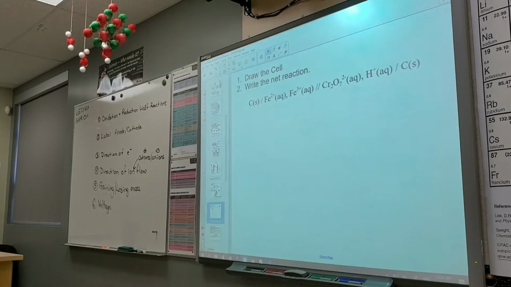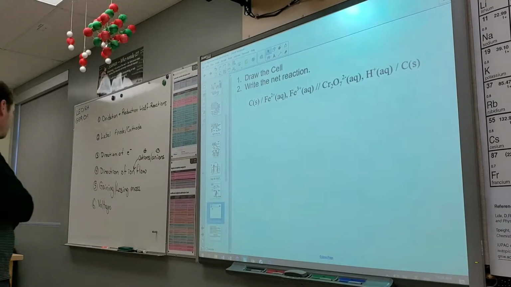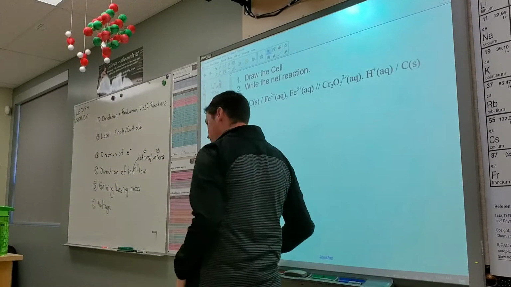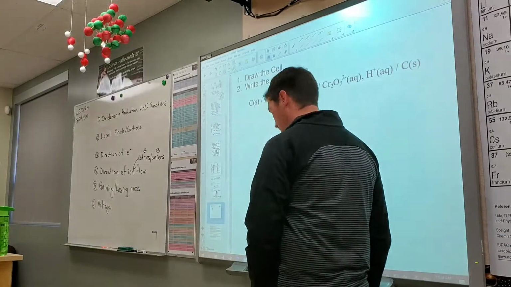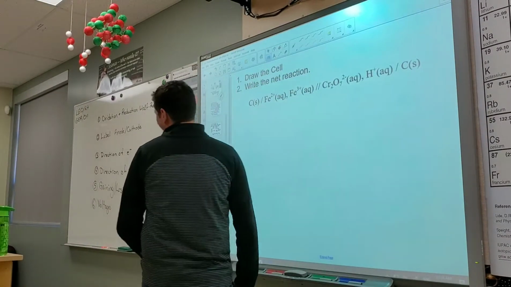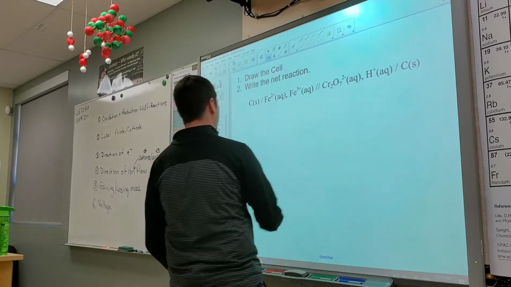Alright, answered every question but two. But neither electrodes, right? Good. And then voltage we can't. Do I have to write the net? It would be good for us to write the net reaction.